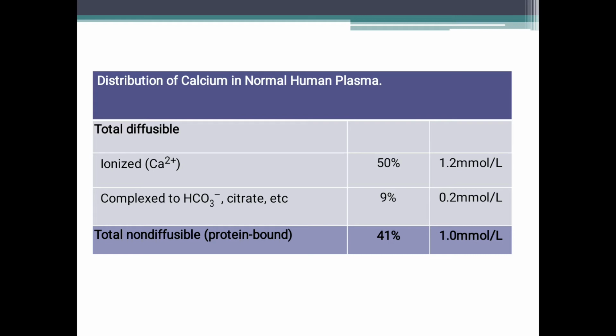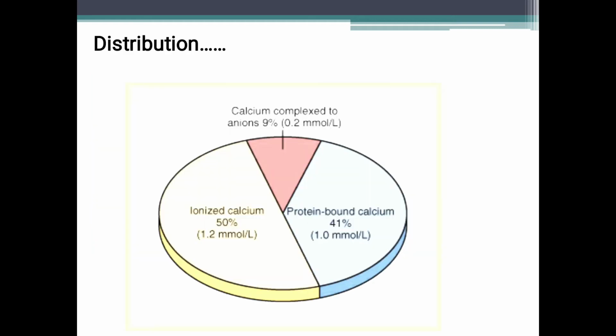This ionized calcium is the biologically active form. So that form plays an important role for the normal functioning of the body. Ionized calcium, that is the biologically active form. So the same distribution: ionized is 50%, protein bound is 41%, and calcium complexed to anions is 9%.